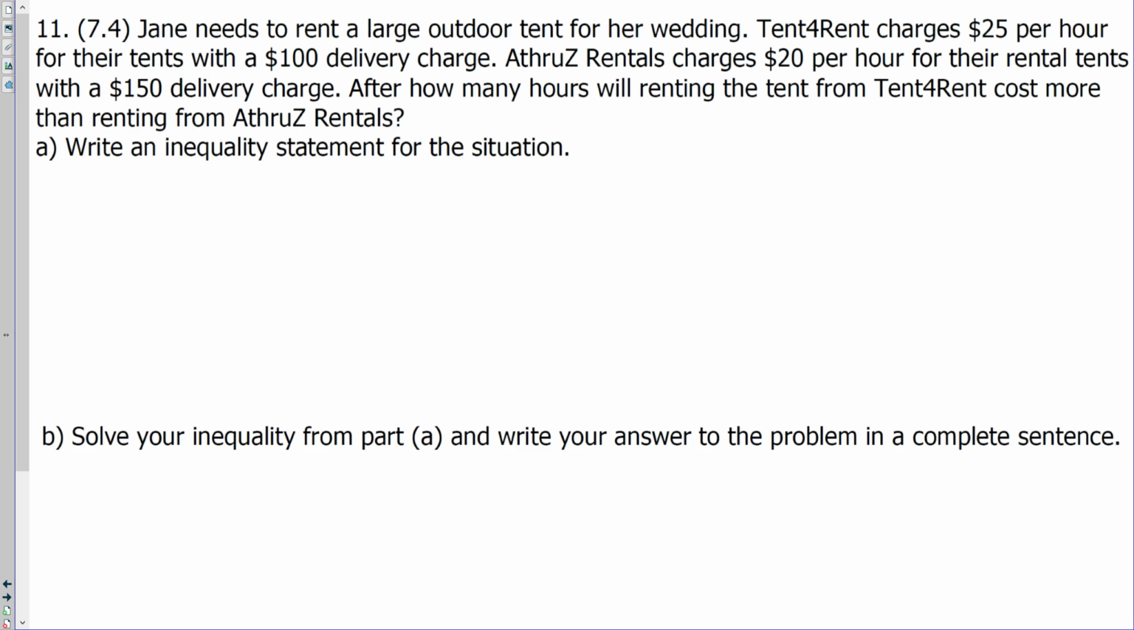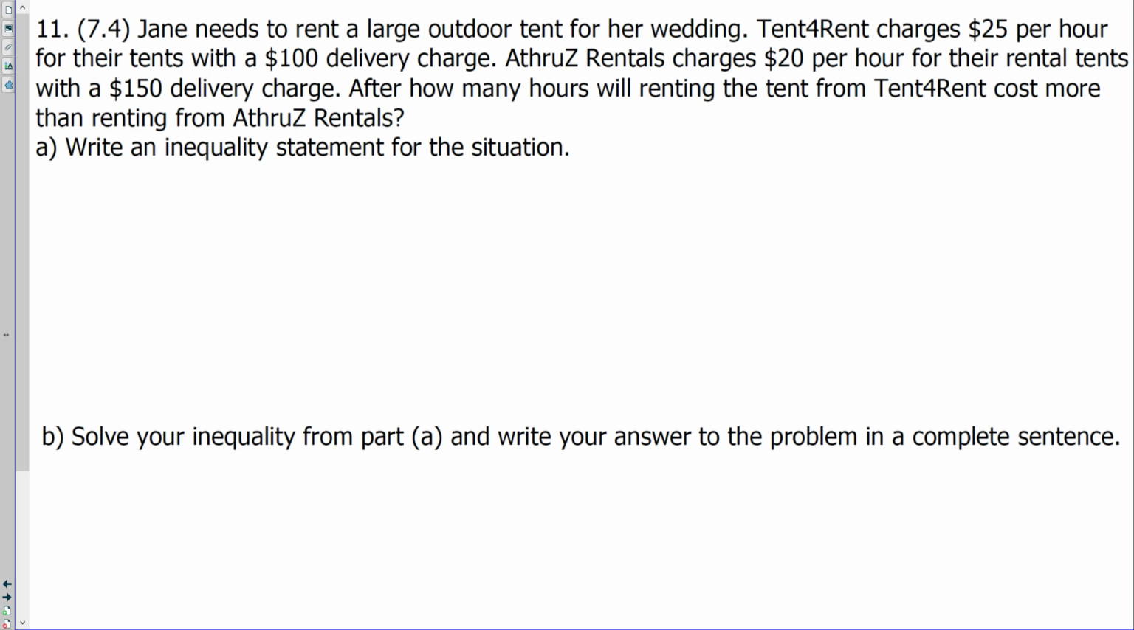So Jane needs to rent a large outdoor tent for her wedding. Tents for Rent charges $25 per hour for their tents with a $100 delivery charge. A through Z Rentals charges $40 per hour for their rental tents and a $150 delivery charge. After how many hours will renting the tent from Tent for Rent cost more than renting it from A through Z Rentals?